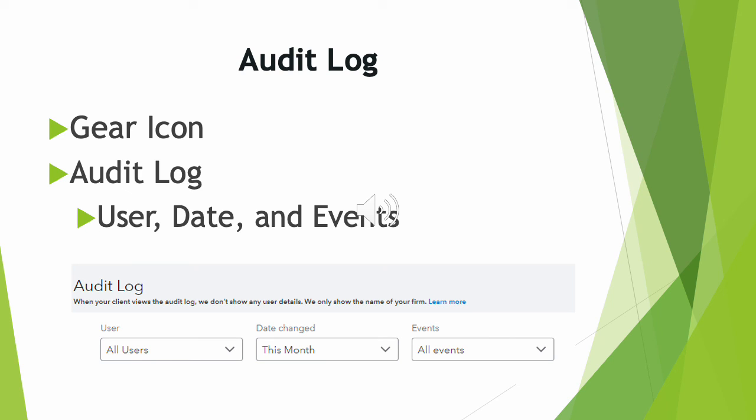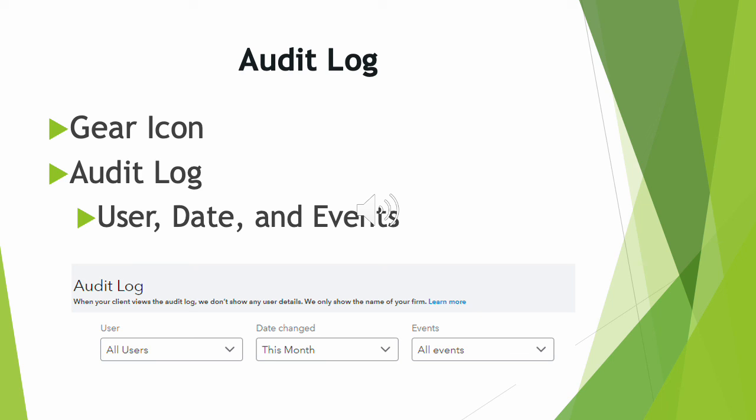The audit log is very important. You will find this audit log under the gear icon. Your gear icon, as we discussed earlier, is on the far right side of your screen. You will click the audit log and it will bring you to this screen, and you are able to search by user, date, and events.